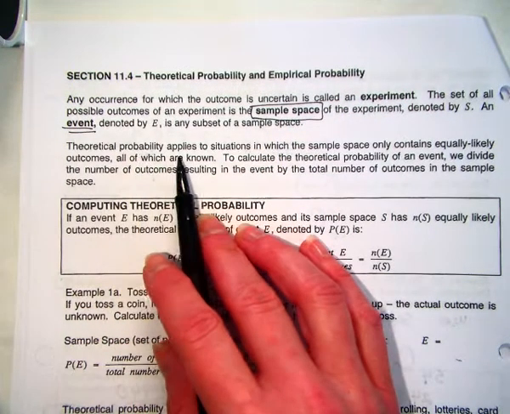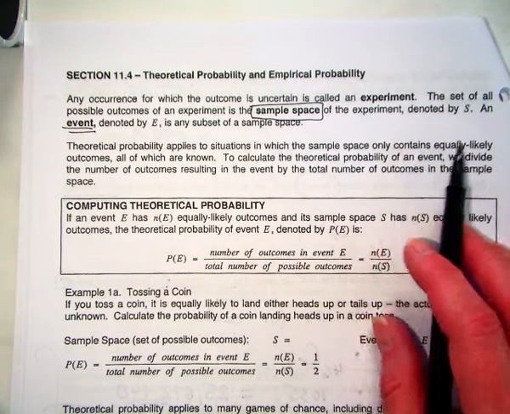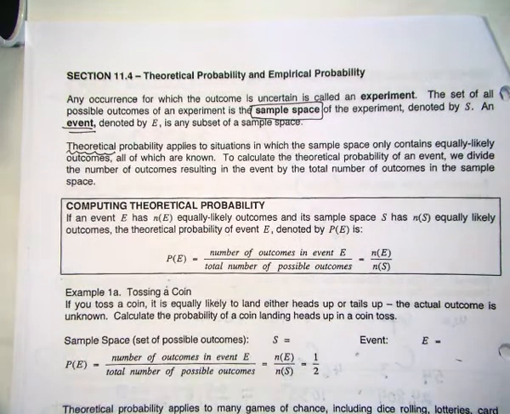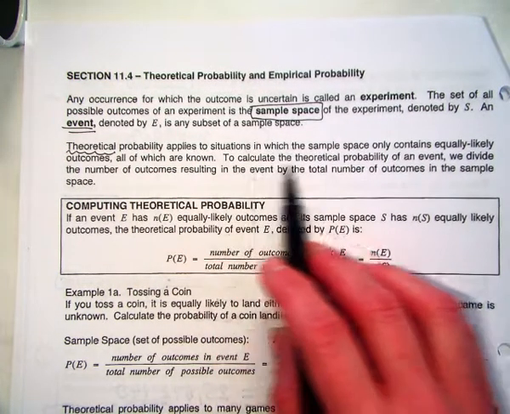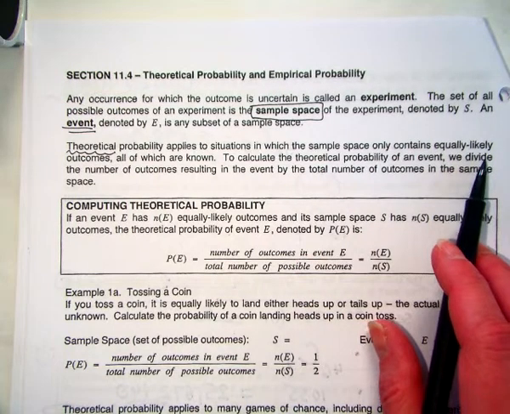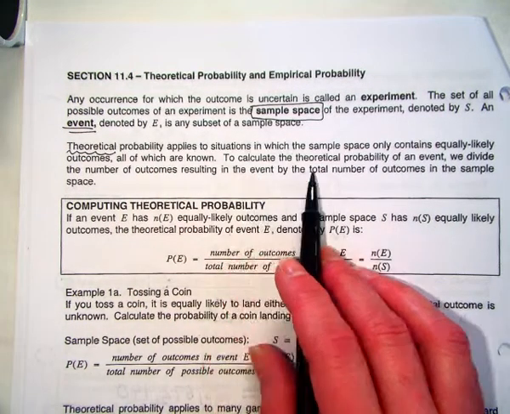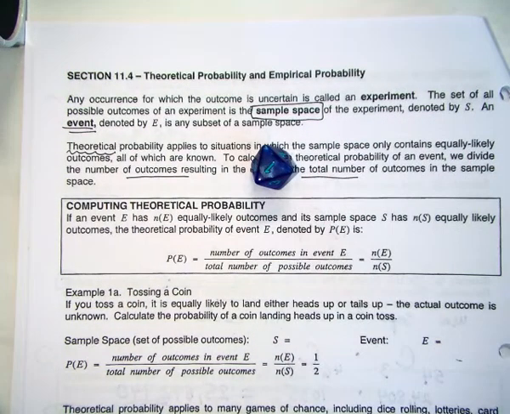Theoretical probability applies to situations in which the sample space only contains equally likely outcomes. So that's this one, because they're all likely. It could land on any of the faces. To calculate the probability of an event, we divide the number of outcomes resulting in the event by the total. So how many faces did I have in this one? 8. How many numbers am I asking you about? Only one at a time.